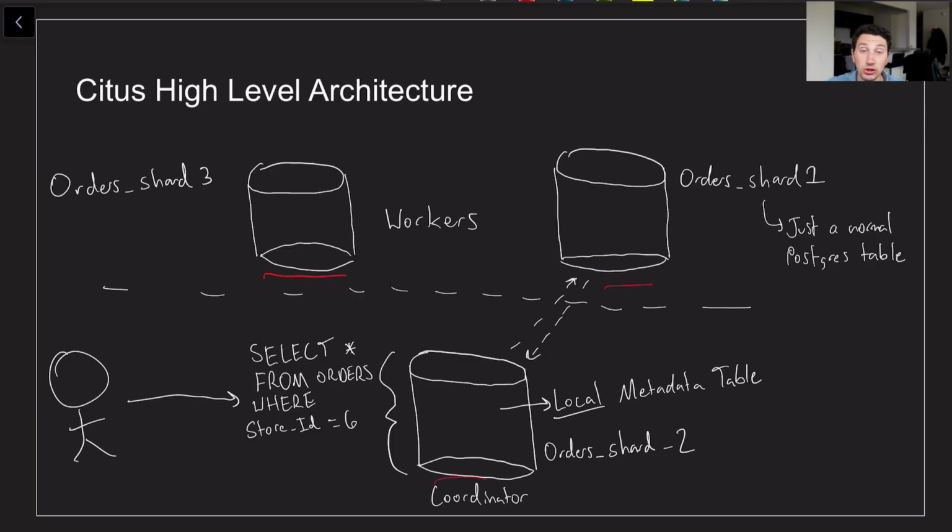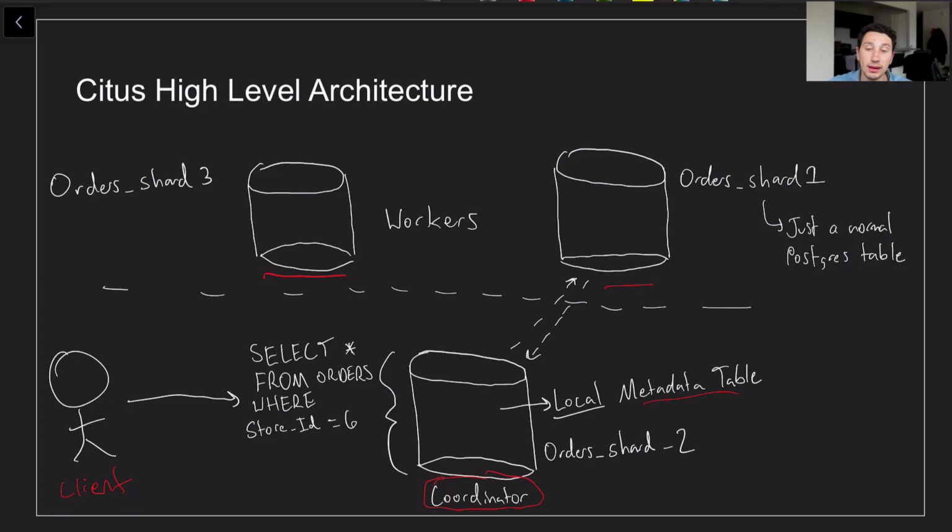That being said, when you do install Citus, one of those nodes in the cluster is labeled the coordinator. And the coordinator is responsible for who the client is going to be talking to. So the client is going to send all queries and receive all query results back from the coordinator. Great. So the coordinator is going to hold some sort of metadata table, which is just local, right? This is not a distributed table.